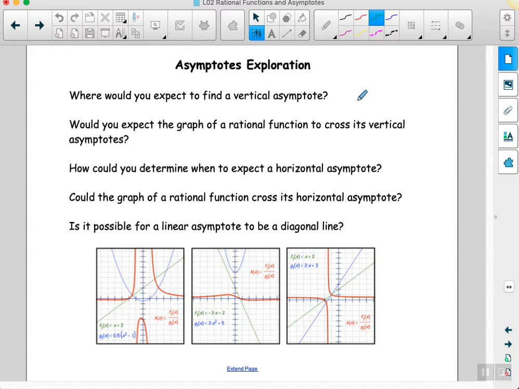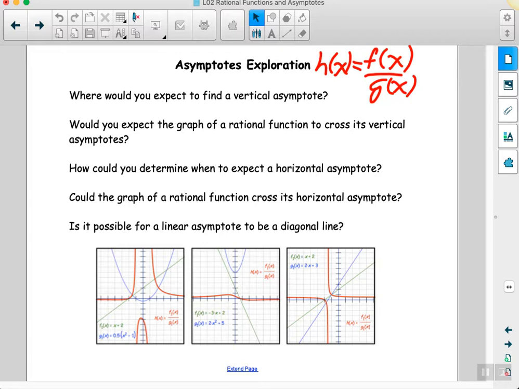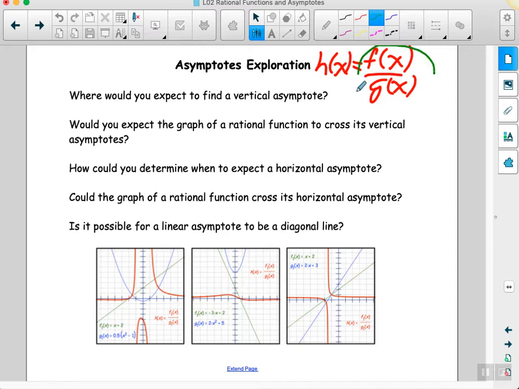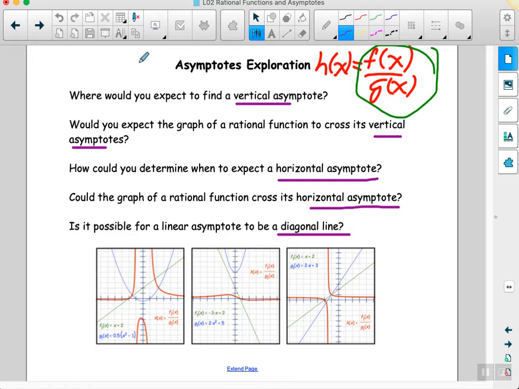All right, some thinking for you. So here are some guiding questions. I'm just going to write this over here again. So we're looking at f of x over g of x. That's our rational function, the quotient of two polynomial functions. If I gave you a function like this, how would you decide where there would be vertical asymptotes? Can a rational function cross a vertical asymptote? How can you tell whether you'd have a horizontal asymptote? Can you cross a horizontal asymptote? Is it possible for an end behavior asymptote to be a diagonal line? So those are some guiding questions.